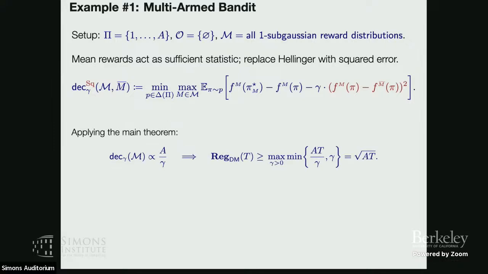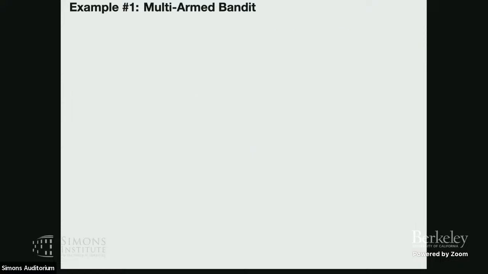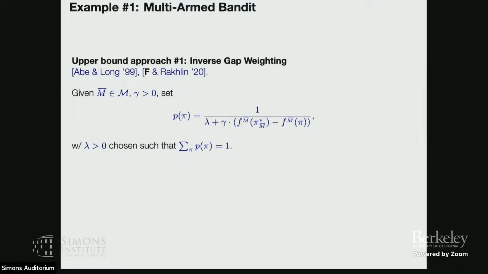As I mentioned before, you can show a bound on the DEC that looks like A over gamma here. This gives a root AT lower bound. But what I want to do is give a sense of how we actually get this. How do we bound the DEC by A over gamma for this setting? There are two strategies we'll look at. The first strategy is what's called inverse gap weighting. This is going to be an explicit distribution P that solves this minimax problem.